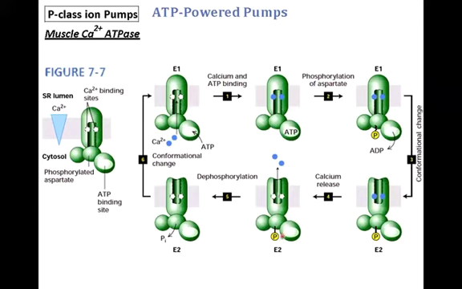This is followed by a process of dephosphorylation as well, so removing of the phosphate. The process of removing the phosphate will generate some energy that is used by the E2 form to go back to the other conformational shape, which is the E1 form.